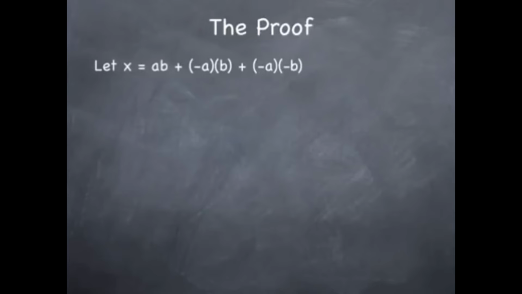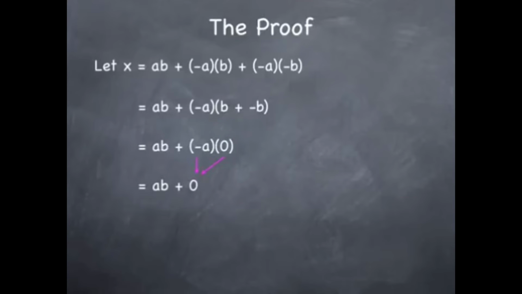Let x equal a times b plus negative a times b plus negative a times negative b. It looks kind of weird, but trust me, there's a good reason for choosing that expression. We can simplify this expression by factoring out a negative a. This gives us a times b plus negative a times b plus negative b. A number plus its opposite is 0.